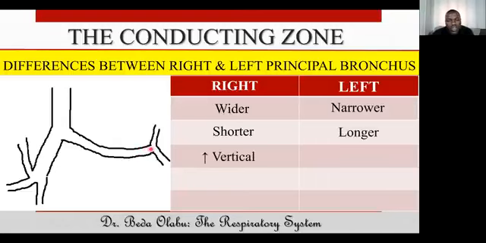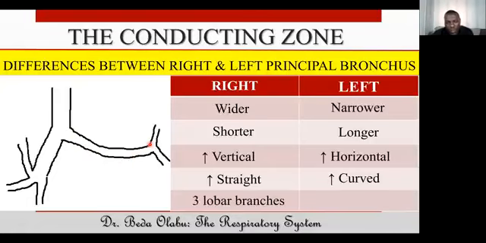The other difference we can compare is the orientation. Now this one is almost vertical, the right one. The left one is almost horizontal. So this is more vertical, this is more horizontal. We can also compare in terms of the outline. And we can see that the right one is more straight, while the left one is more curved.